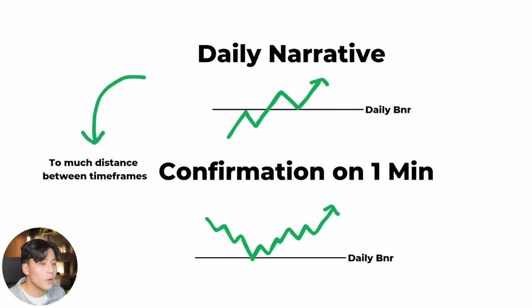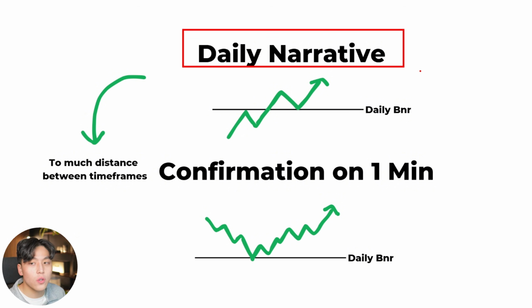So as you can see right here, you might have seen this graph before. I love explaining this graph because it's very important. As you can see right here, what we have is a daily narrative, which is the location. So let's say, for example, we have a daily break and retest on the higher time frames. And now we want to execute on the lower time frames. So what we have is an entry on the 1 minute chart.